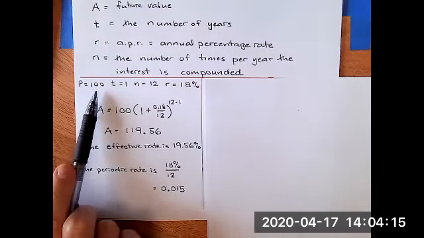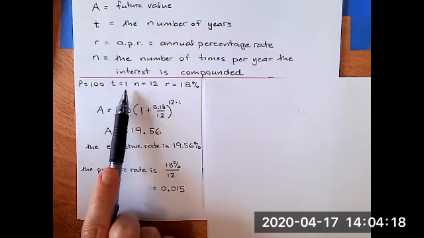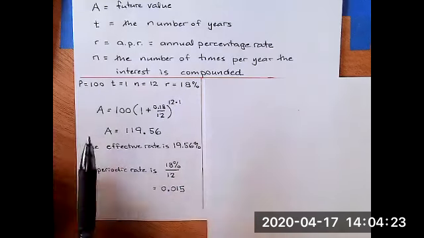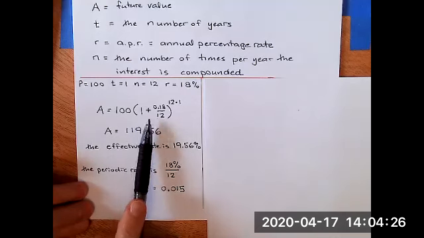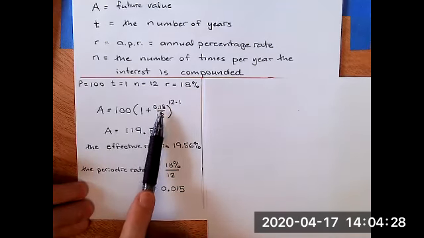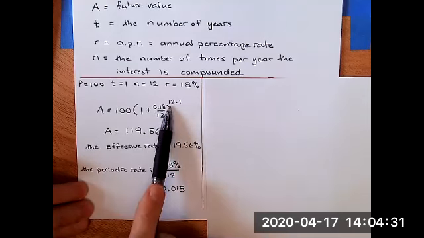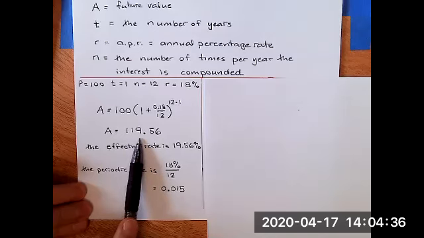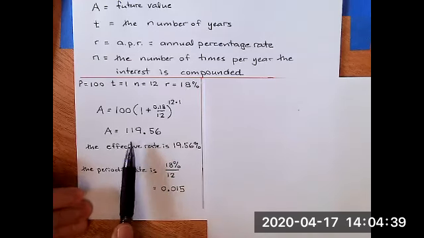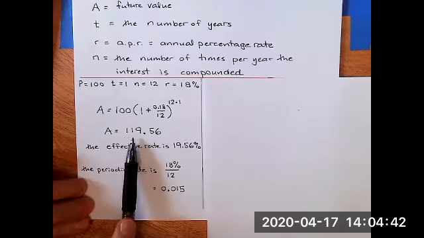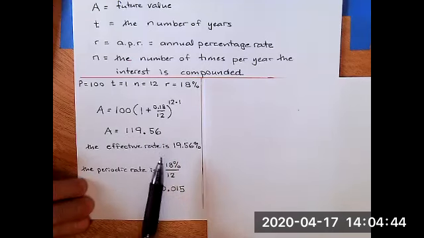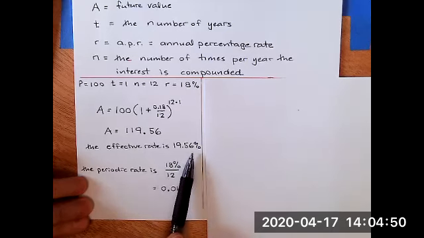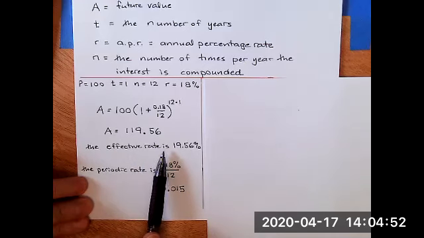So if my principal is $100, I put it in the bank for 1 year, and it's compounded 12 times at 18%, then each period I get 18% divided by 12, and there are 12 periods. And you calculate it, and you end up with $119.56. So you started with 100, you ended up with 119.56. So the amount it increased was 19.56%. This is called the effective rate.